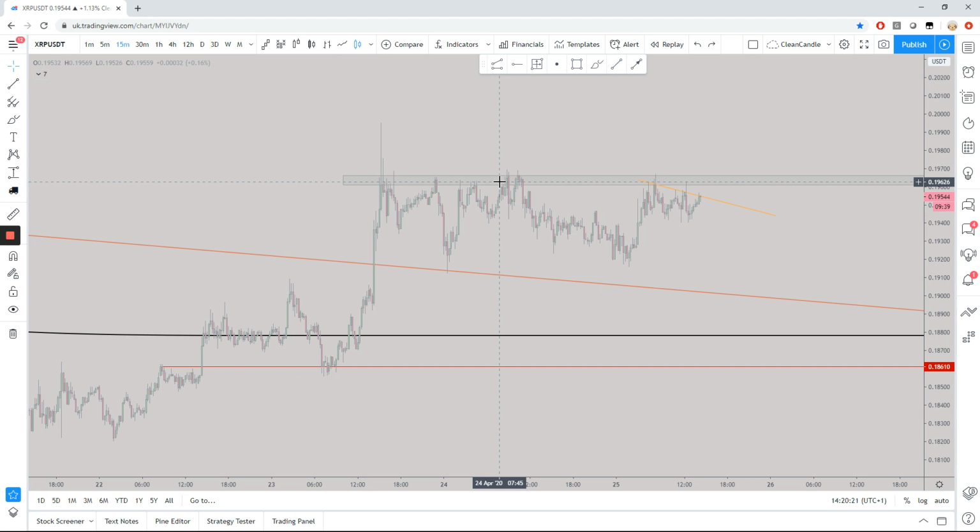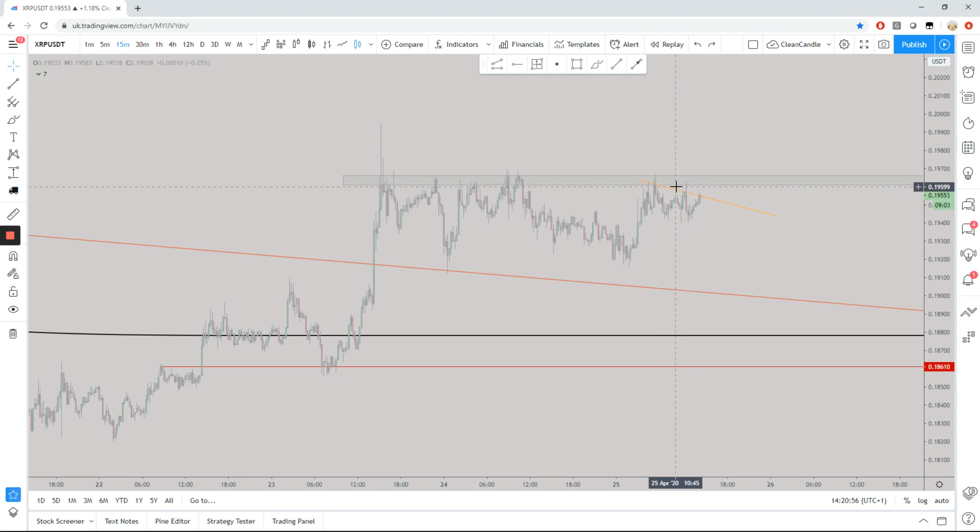So horizontal levels receiving multiple touches, diagonal levels receiving multiple touches. We need to make sure that the diagonals we're using have a good amount of confluence, right? We need to make sure that we're seeing rejections from the regions, clear reaction to the diagonal line. It's not something we're making up. It needs to have very clear rejections, like here on XRP. Touches, rejects, touches, rejects. Clear effort to keep price below this for now.